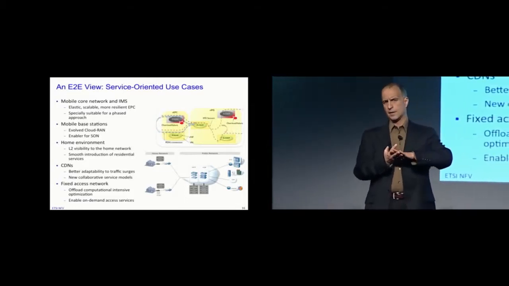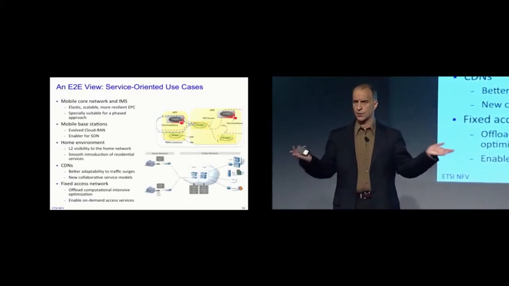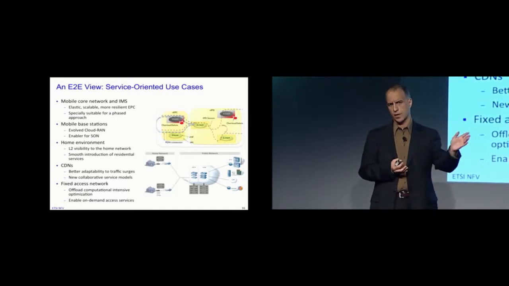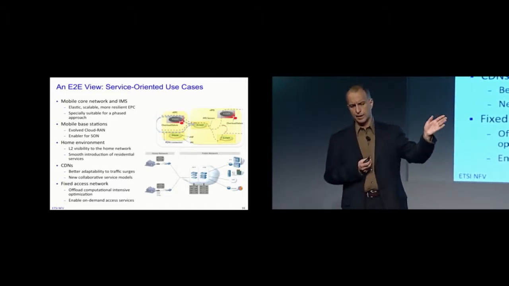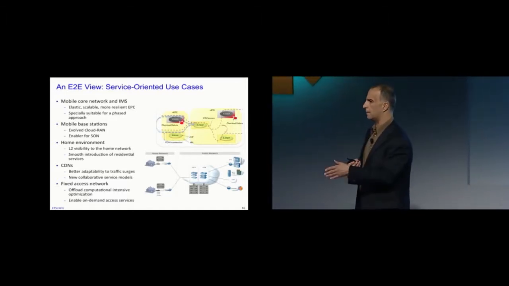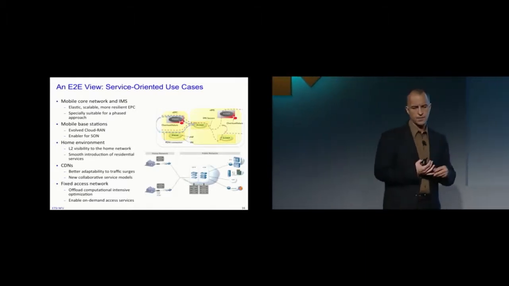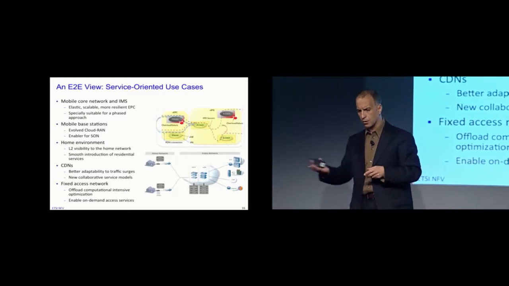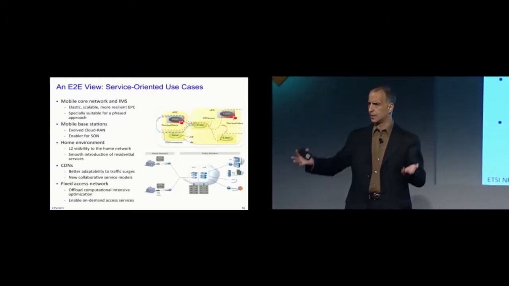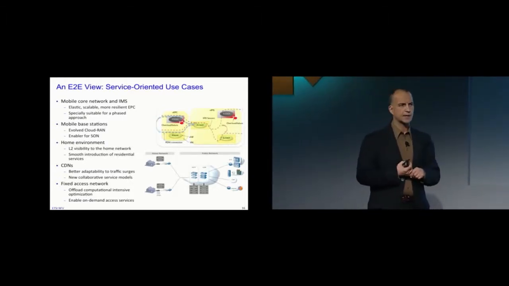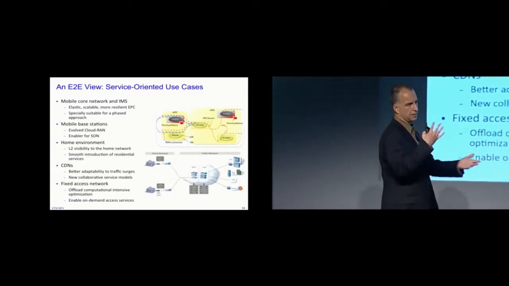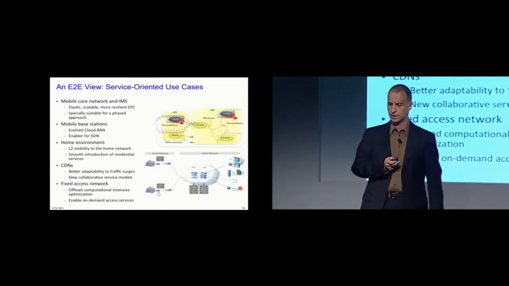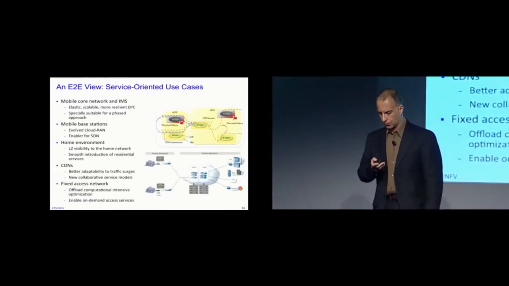Okay, and the second set of use cases is the service-oriented use case. And these, again, span across the board different use cases, from the mobile core network and IMS, all the way down to virtualizing the mobile base stations and Cloud RAN, to the home environment, your CPE, your home gateway, essentially, to CDNs, and to the fixed access network, and that may also include any optical portions of it.